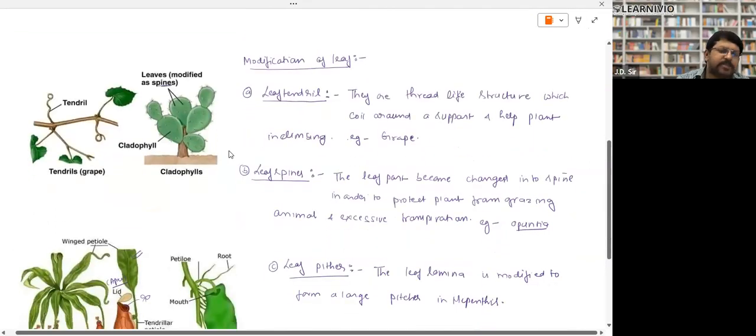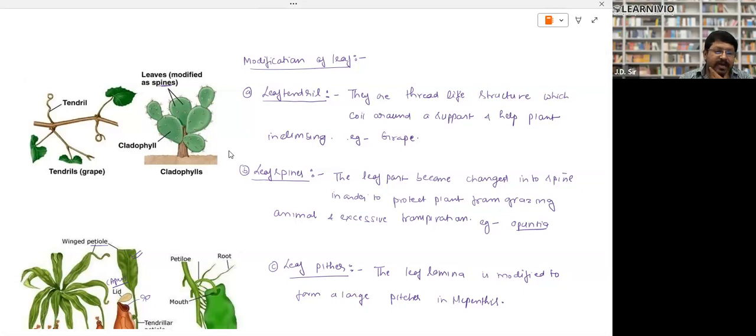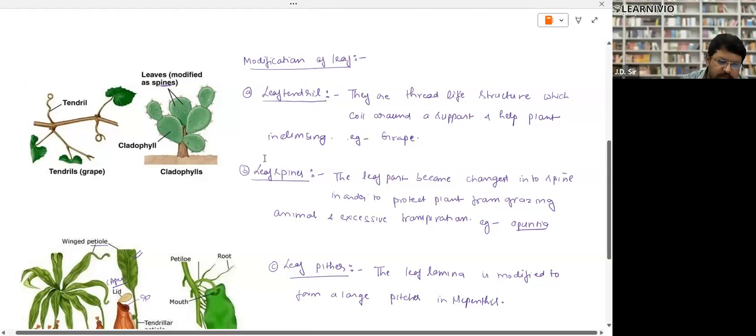Modification of leaf. This is important for your medical exam. Leaf tendril. We have studied stem tendril; here we are studying the leaf tendril. They are thread-like structures which are coiled and help the plant in climbing. Example, grape. Leaf spines: the leaf changes to spines in order to protect the plant from grazing animals and excessive transpiration. Opuntia. I have already told you that the leaf converts into spine.